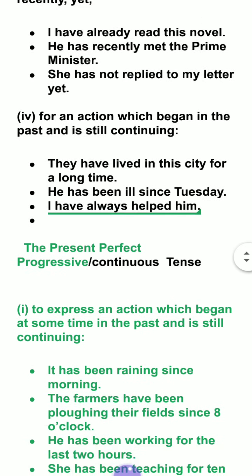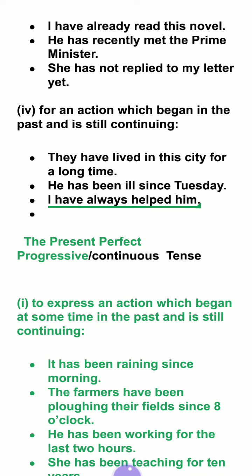The next use you have is an action which began in the past and is still continuing. They have lived in the city for a long time. He has been ill since Tuesday. I have been working on this project. Time is not given. I have prepared my homework assignment, means time is not given. I have always helped him. She has always helped me. So this kind of sentences you write down.